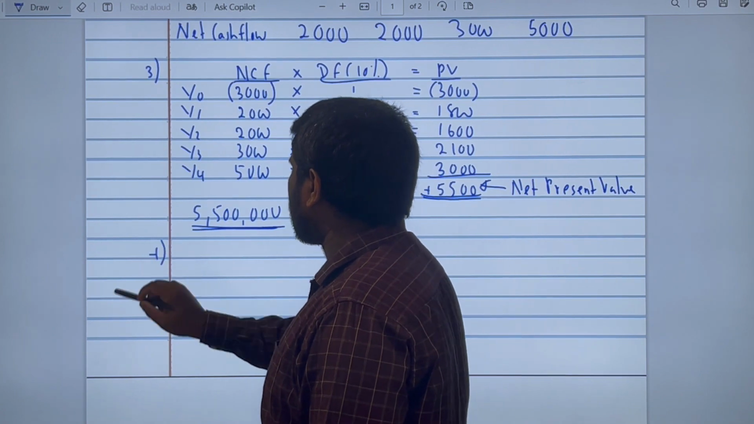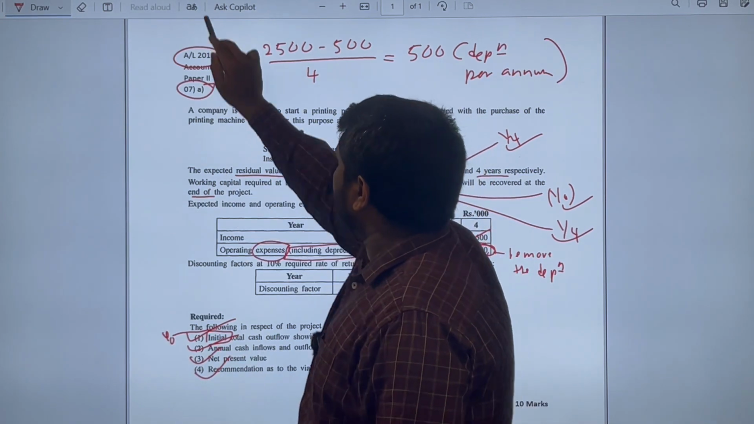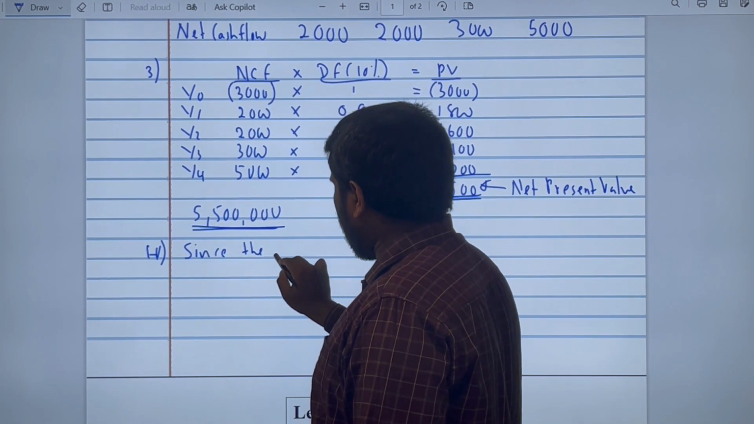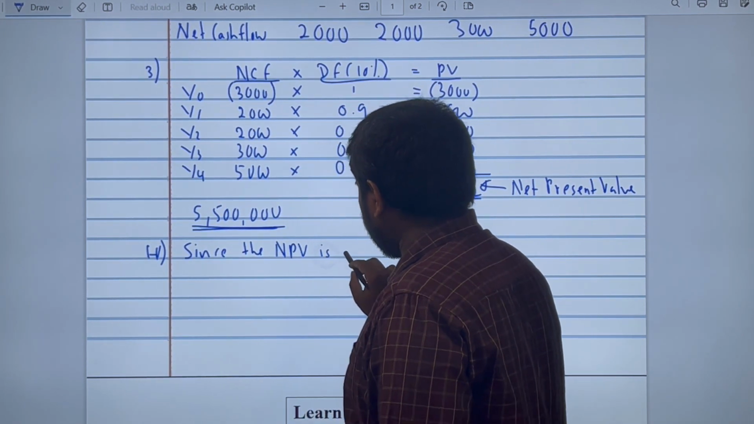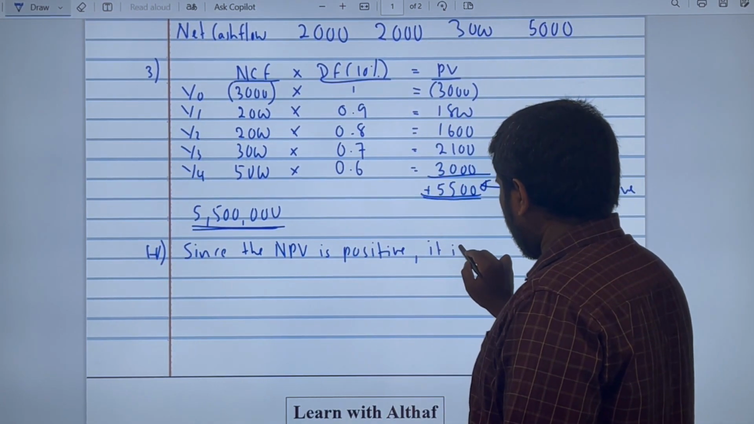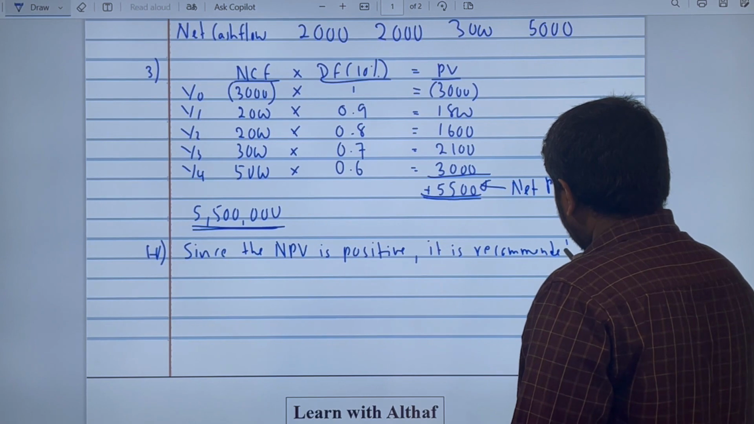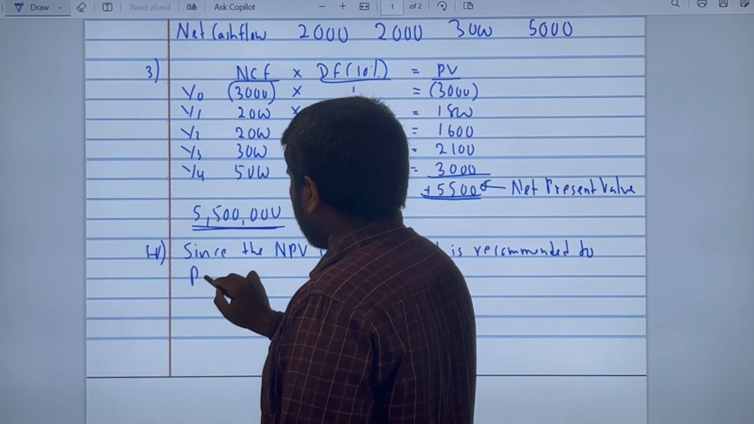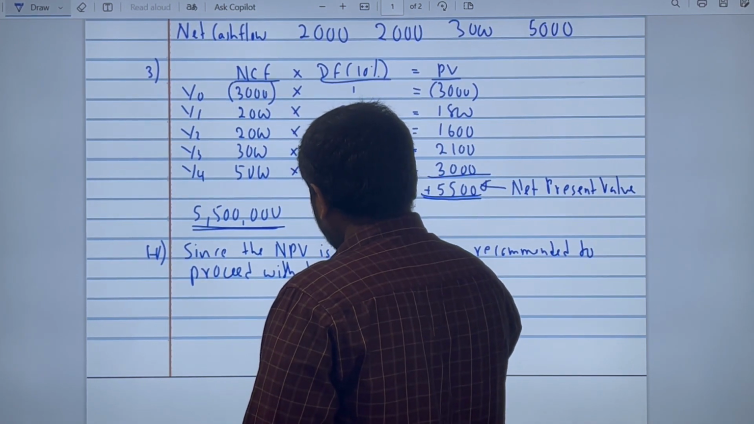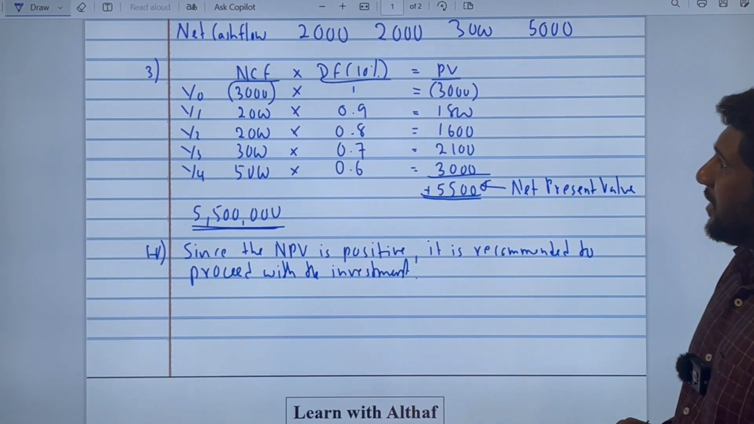And the fourth one, they are asking us to write the recommendation. So you can write the recommendation: since the NPV is positive, it is recommended to proceed with the investment.